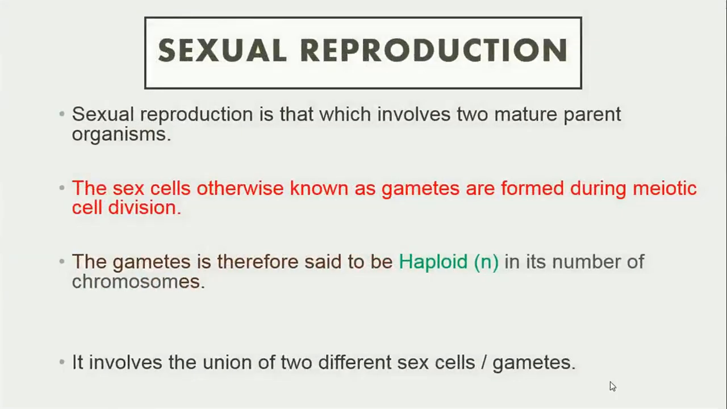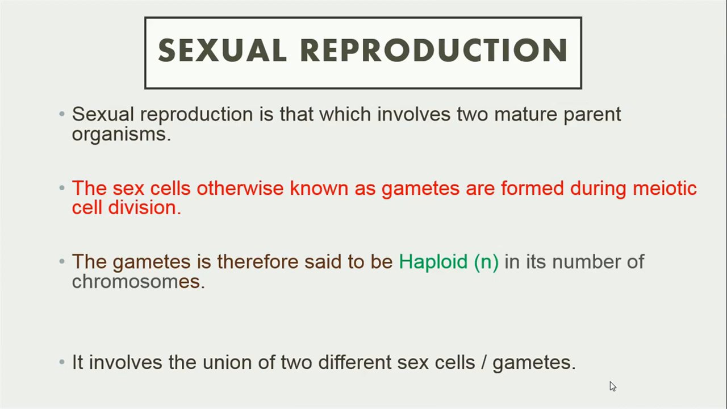Now, in our video on asexual reproduction, we discussed the best way to define reproduction. We also mentioned that we have 2 types of reproduction, which are 1. Asexual reproduction. 2. Sexual reproduction. In this video, we are going to be looking at sexual reproduction.